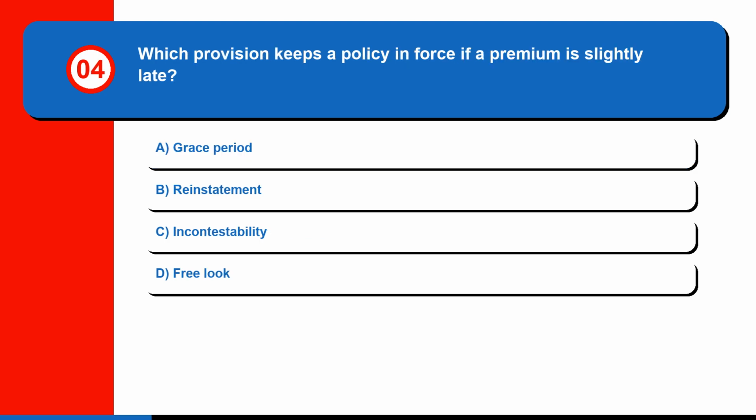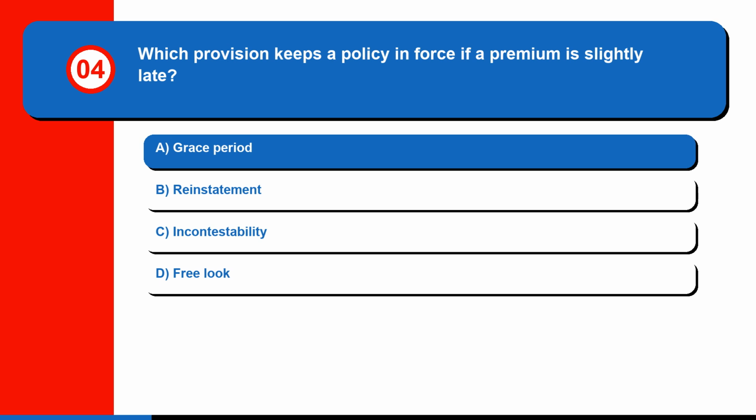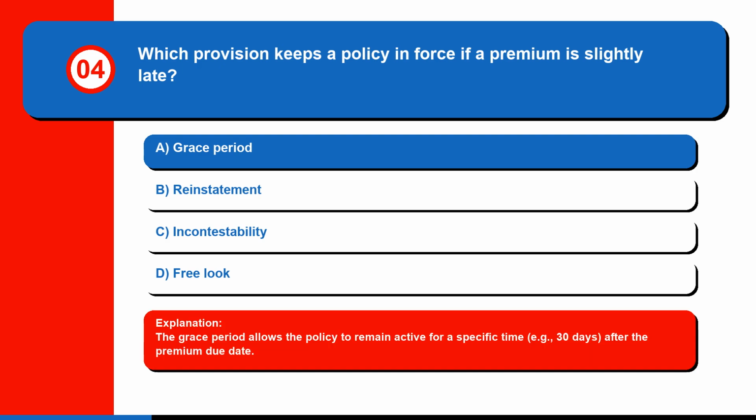Question 4. Which provision keeps a policy in force if a premium is slightly late? A. Grace period. B. Reinstatement. C. Incontestability. Or D. Free look. The correct answer is A. Grace period. The grace period allows the policy to remain active for a specific time, example 30 days, after the premium due date.